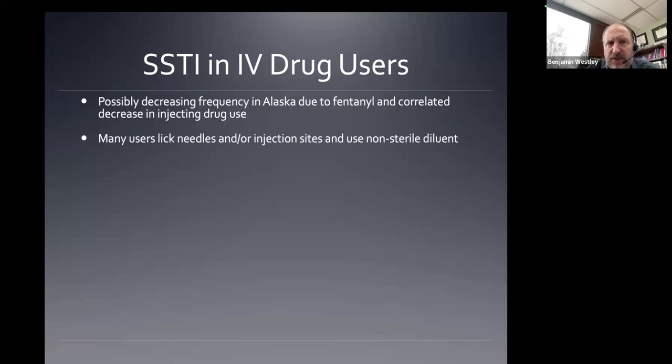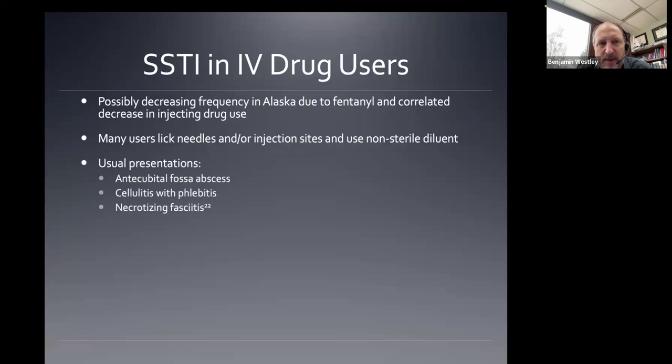The reason that severe infections occur is injecting drugs is rarely a sterile process by which there are nursing, Lippincott, and other competencies performed. Many users lick their needles as a lubricant for dull needles, or they suck or lick the injection sites, and that's not good. You shouldn't do that.